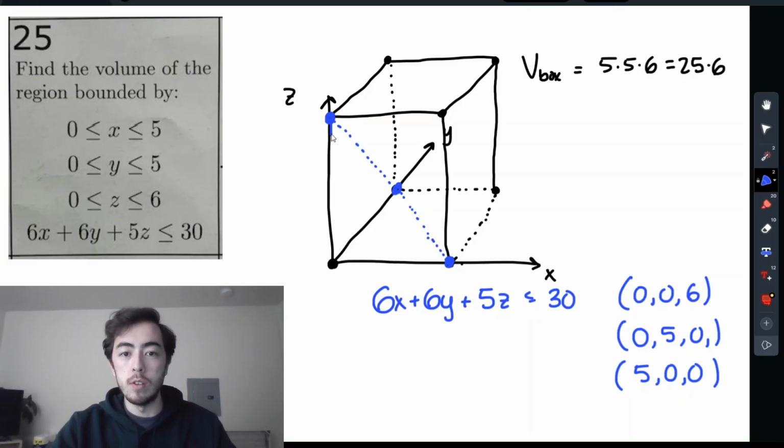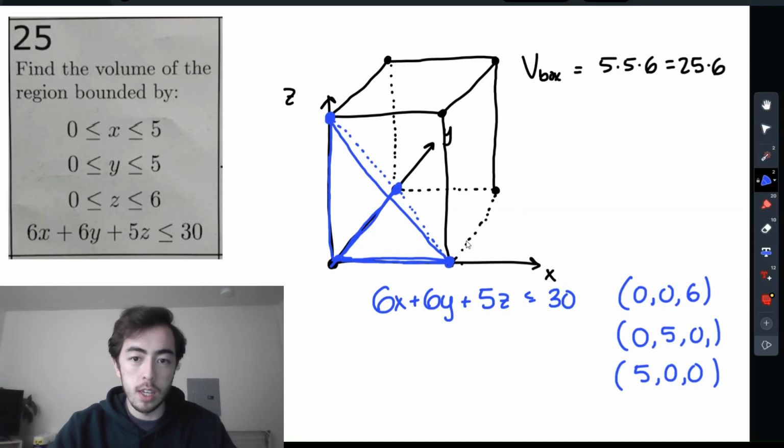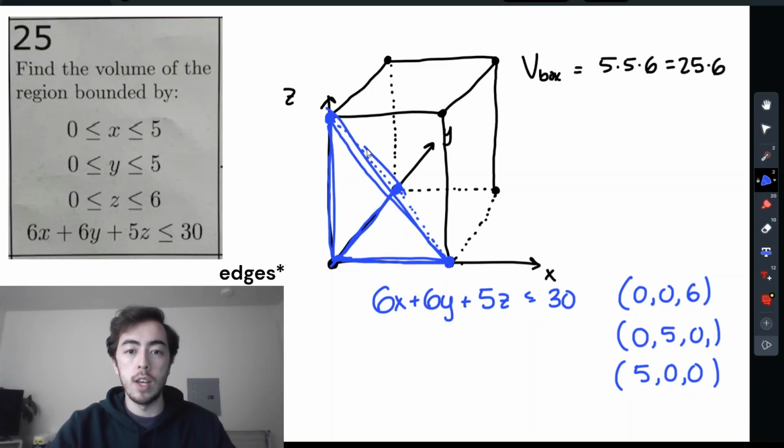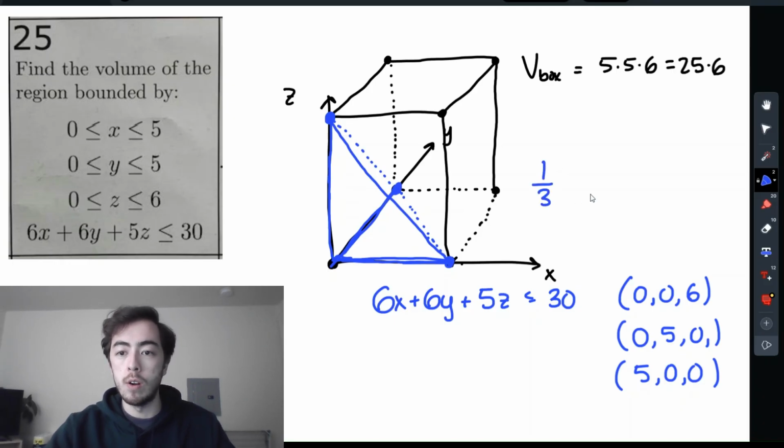We can use maybe the x-axis, the z-axis, the x-axis, and the y-axis as some of our edges. And then the plane helps draw out the other 3 here. So what I'm seeing from this is a triangular pyramid. We have a triangle base, and it's a pyramid because all of these 3 sides come up to 1 point. The volume of a pyramid is always 1/3 of the prism that it's inside.